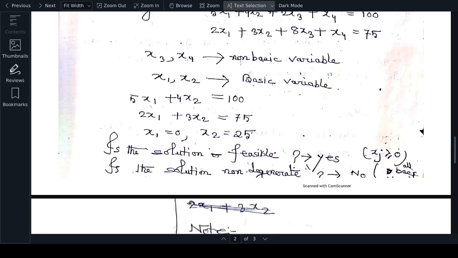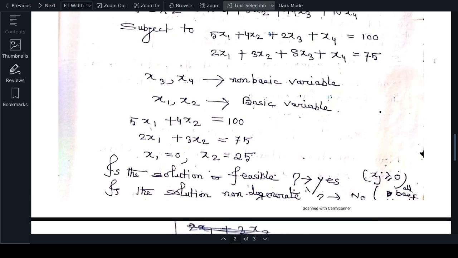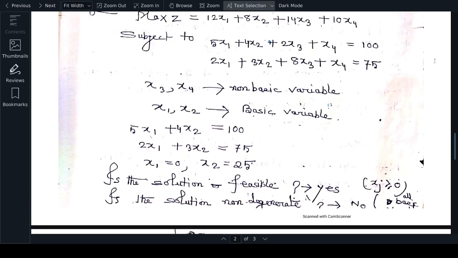You see, this is the basic variable. Basic feasible solution came from the basic variable. So how do we find the basic variable? Suppose there are m variables and n equations.